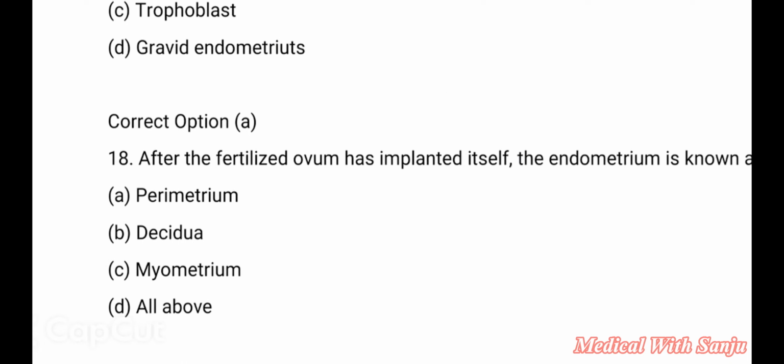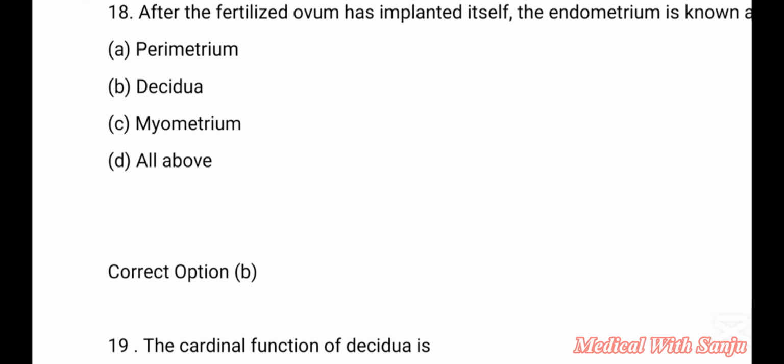Question number 18. After the fertilized ovum has implanted itself, the endometrium is known as: Option A, perimetrium, decidua, myometrium, all of the above. After fertilization, what happens? Implantation happens, right? So at the time of implantation, what is the endometrium called? During pregnancy, this whole process, what is it called? Decidua.